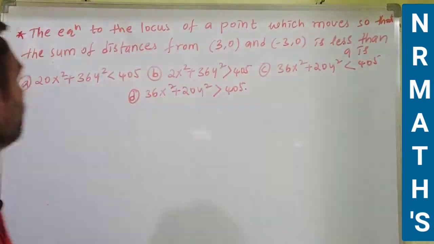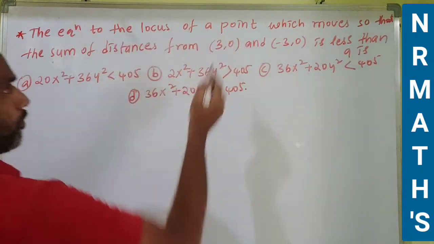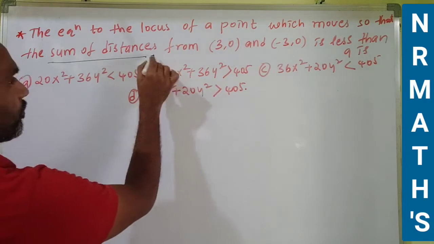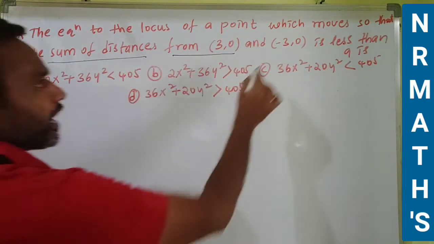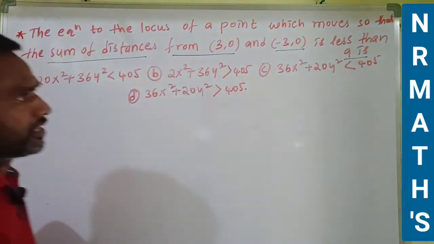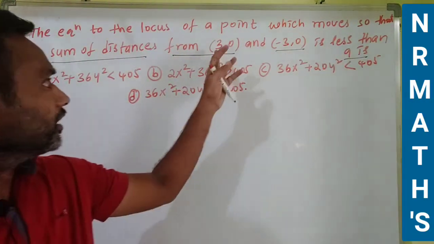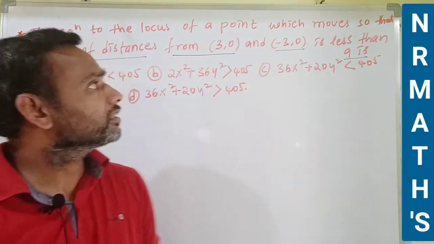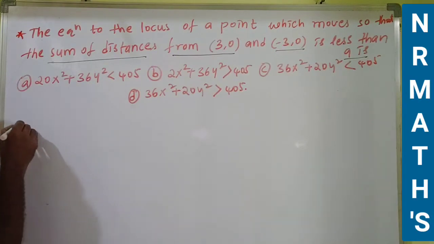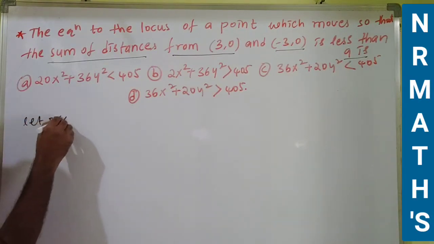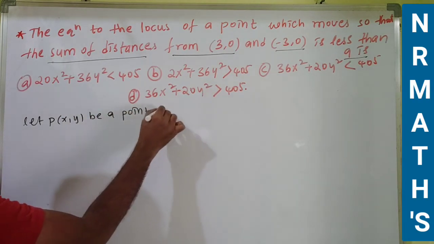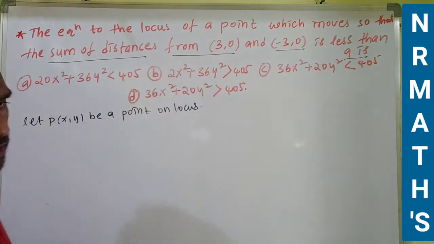Next one: the equation to the locus of a point which moves so that the sum of distances from 3 comma 0 and minus 3 comma 0 is less than 9. The sum of distances is less than 9, and the locus is P. Let P (x, y) be a point on the locus. It is the first condition.